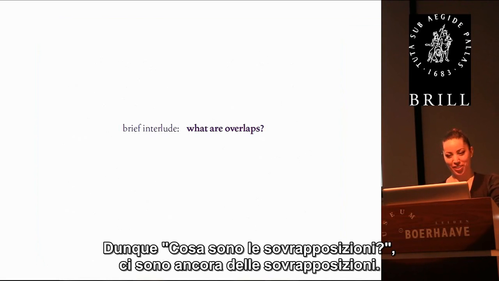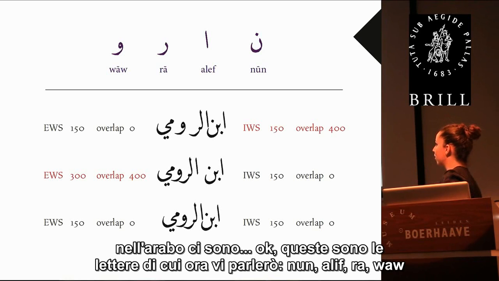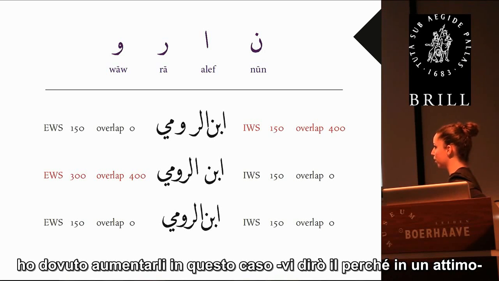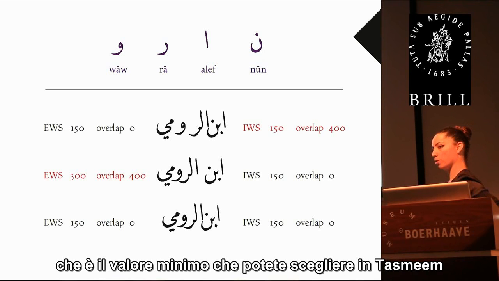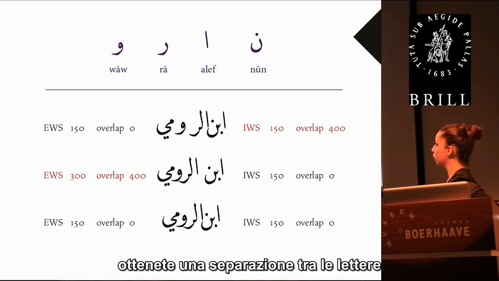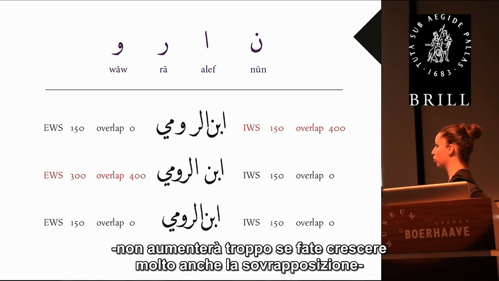So what are overlaps? There are still overlaps. Tom briefly talked about that. In Arabic, these are the letters I'm going to talk about. Nun, alif, ra, waw. Here I maintained the external word spacing values. I had to increase it in this case. I will tell you why in a bit. I maintained all of the internal word spacing values at 150, which is the minimal value that you can choose in Tasmim. If you increase the overlap of the internal word spacing, you get separation of the letters. If you increase overlap too much, it won't increase much further.